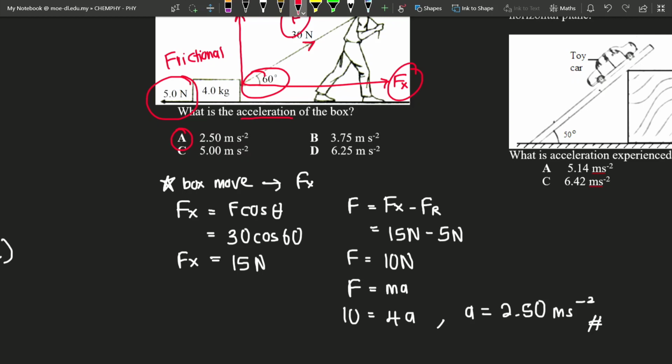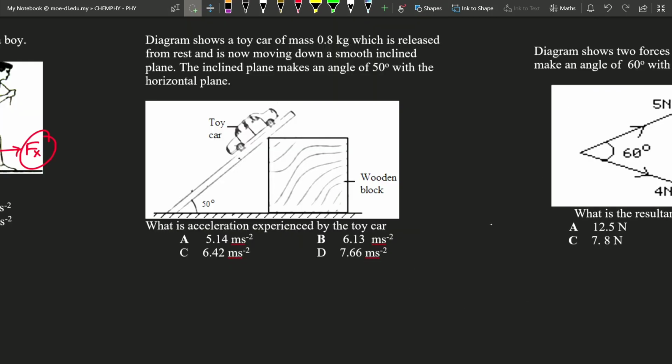So you guys must master how to resolve a force and how to use the formula Fx equal to F cos theta, F equal to ma. Be careful of that. Second question: the diagram shows a toy car of mass 0.8 kilogram which is released from rest and is now moving down a smooth inclined plane. The inclined plane makes an angle of 50 degrees with the horizontal plane.